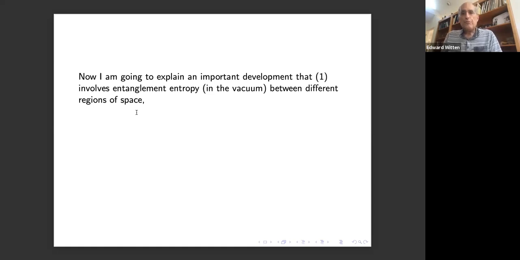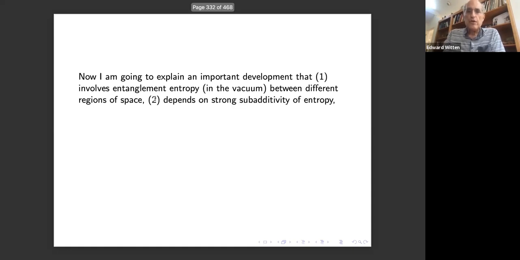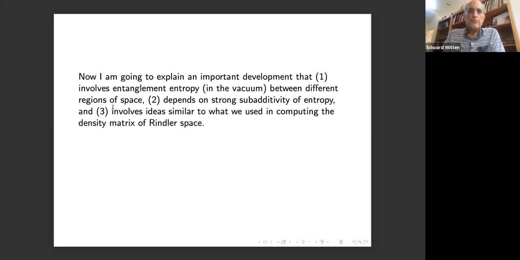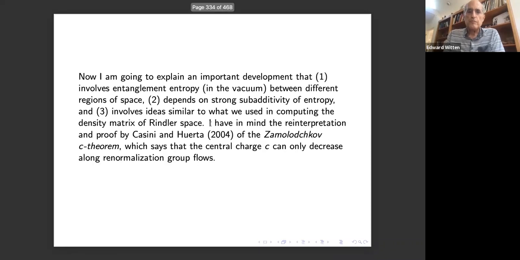Now, I'm going to explain an important development that, 1, involves entanglement entropy in the vacuum between different regions of space; 2, depends on strong sub-additivity of entropy, which I've spent a lot of time explaining; and 3, involves ideas similar to what we just used in computing the density matrix of Rindler space. And here I have in mind the reinterpretation and proof by Casini and Huerta of the Zamolodchikov C theorem, which says that the central charge can only decrease along renormalization group flows.